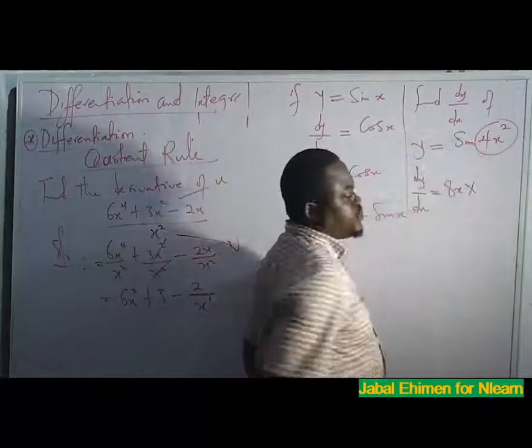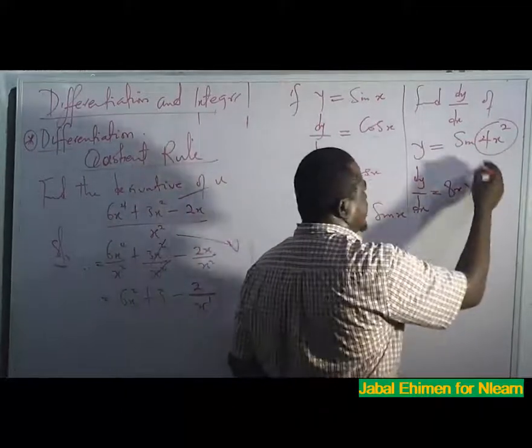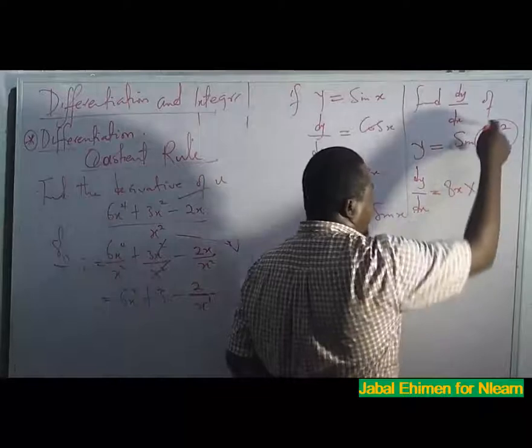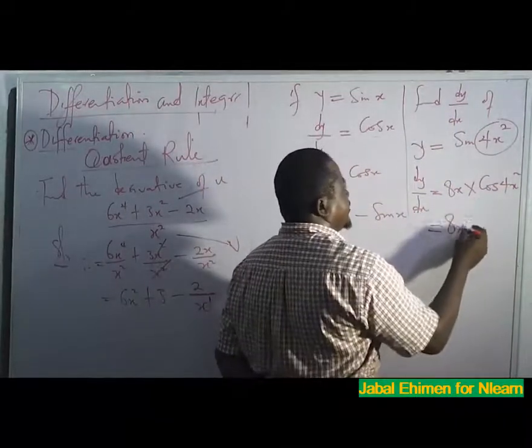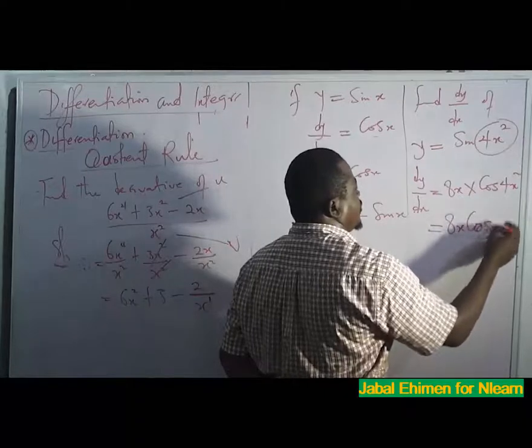What about dy dx of sine? Dy dx of sine is cos. So you write it back again, 4x squared. So your final answer is 8x cos 4x squared.